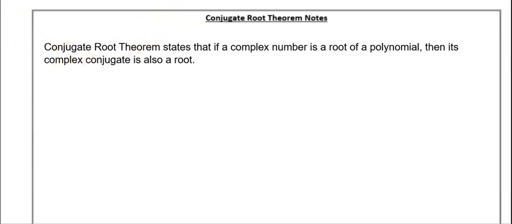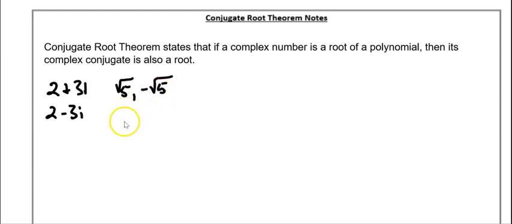Meaning, if we have the 2 plus 3i, we must also have 2 minus 3i as zeros. So if the square root of 5 is a 0, we also must have negative square root of 5. If we have 2i as a 0, we must also have negative 2i. So this only applies to the complex. So if we get x equals 3, that does not mean negative 3 is the solution.